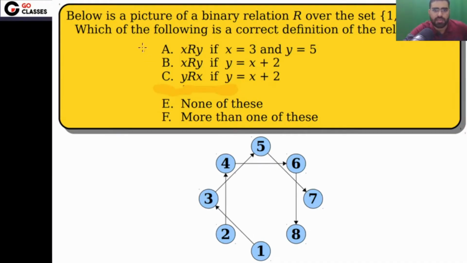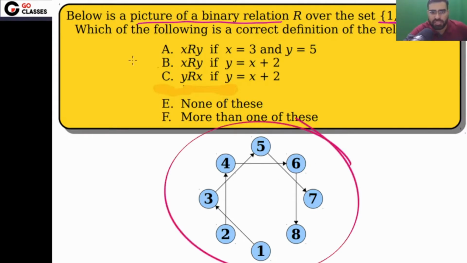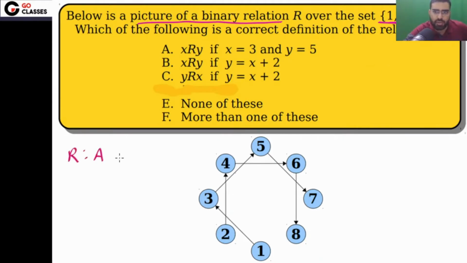Okay, let's see this. The question is saying that below is a picture of binary relation R over the set 1, 2, 3, 4, 5, 6, 7, 8. So these are the elements 1 to 8. You have a relation R, very simple, from set A to set A, and this set A is basically 1, 2, and so on up to 8. So from set A to set A you have a relation, and the question is asking which of the following is a correct definition of the relation R. For this relation R, which of the following is a correct definition?